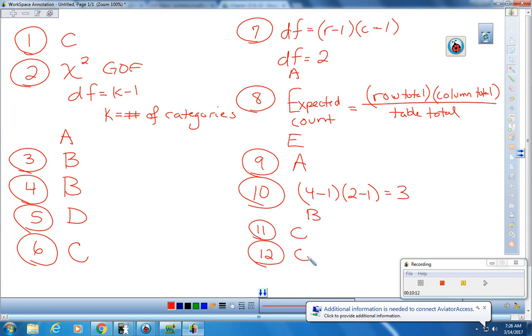13, which of the following is the number of degrees of freedom for testing independence using bivariate categorical data that has been summarized in a 4 by 5, that just means 4 rows, 5 columns. Okay, so that's just 3 times 4, which is 12. So number 13 is B. I'm running out of space. 14. Let's hope I don't have to write too much.